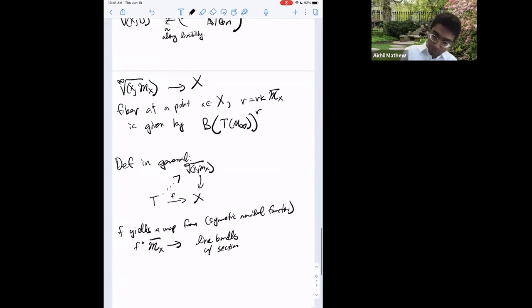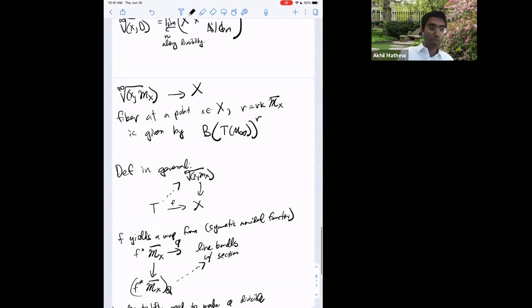So in order to give a lift, we need to make this map, let's call it phi, divisible, i.e. we need to extend it over the rationalization of the monoid f^*M_X bar.